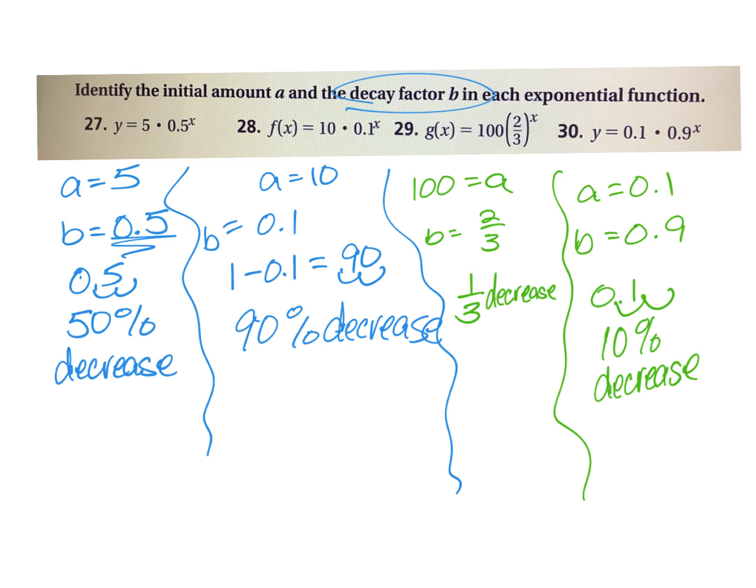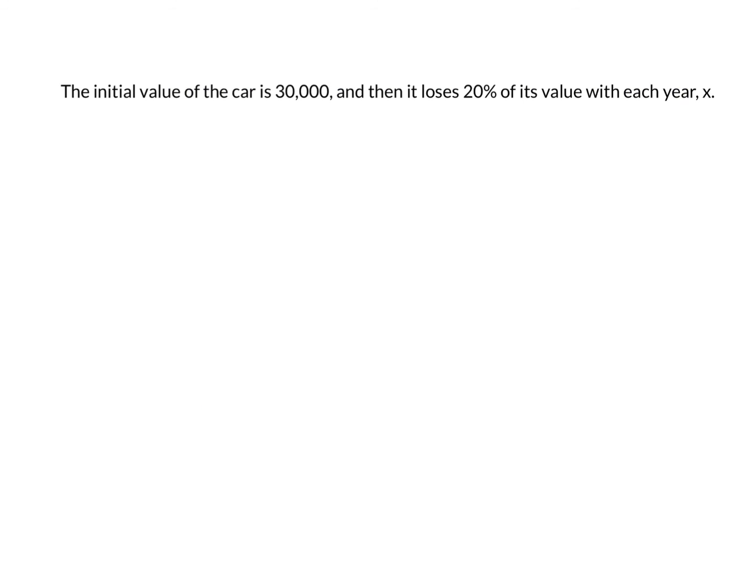I think decay factors are a little more tricky, but this is a good example of a decay factor. It says the initial value of the car is $30,000, I guess it should be dollars, and it loses 20% of its value with each year. I guess I should have added the rest: how much is the value of the car after x years?